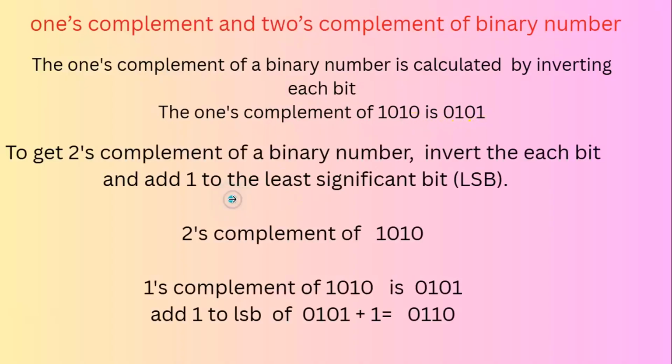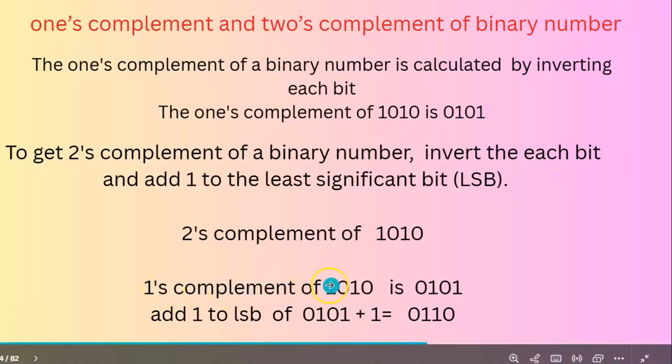Next, we see what is 2's complement. To get 2's complement of a binary number, invert each bit and add 1 to the least significant bit. That means to get 2's complement of a binary number, find the 1's complement of the number, then add 1 to the least significant bit. For example, take 2's complement of 1010. We know the 1's complement of 1010 is 0101. Now you add 1 to the least significant bit of this number.